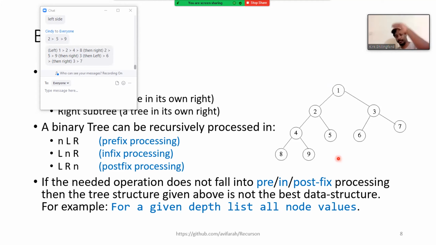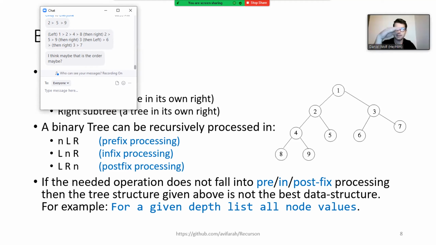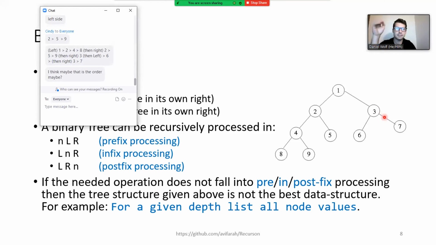And I believe you understand, Kirk. I would like somebody else. I would believe that it would be 3, then 6, and then 7. Because that would be the right, and then we have a left again, since 3 is the node, and then we go to the right of that node. Beautiful. Could somebody else also traverse the tree for me?